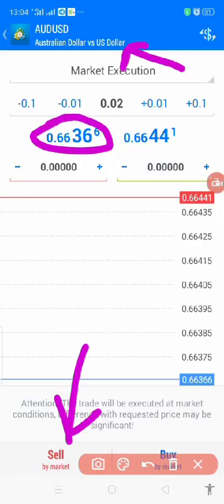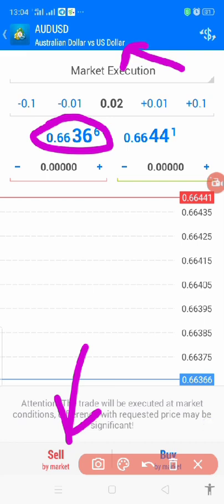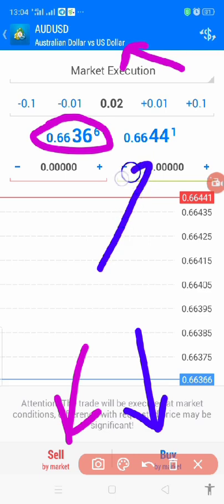United States dollars at that price. And then when you click buy, you are buying the Australian dollars at this price right here. So please take note of that. It's very important that we get that information.